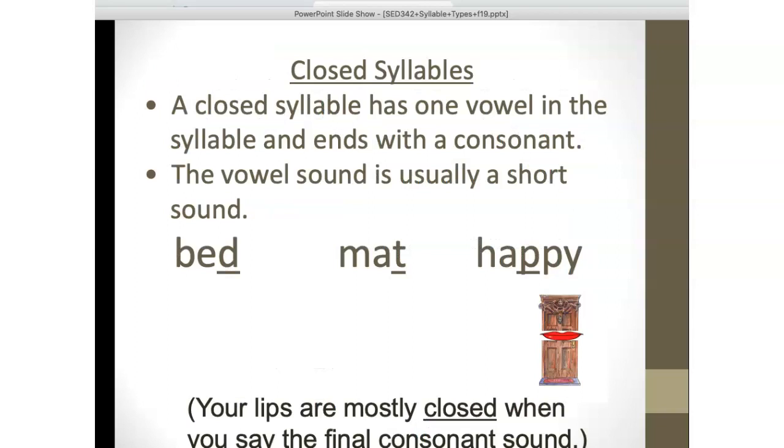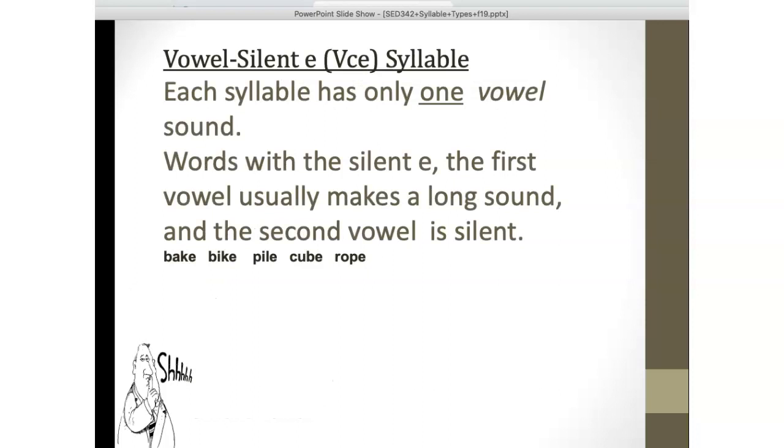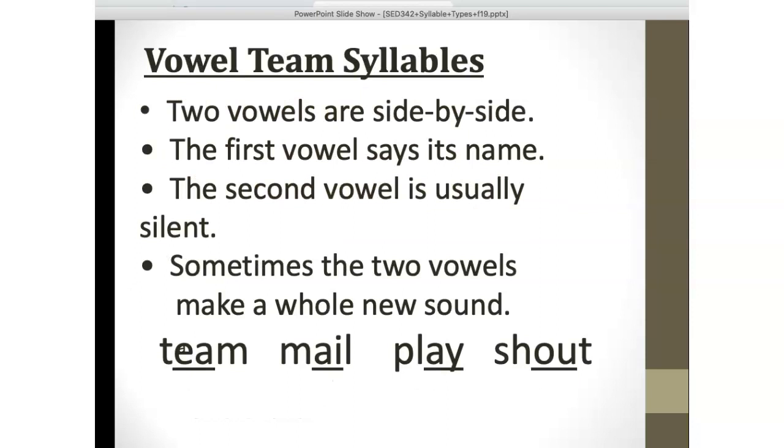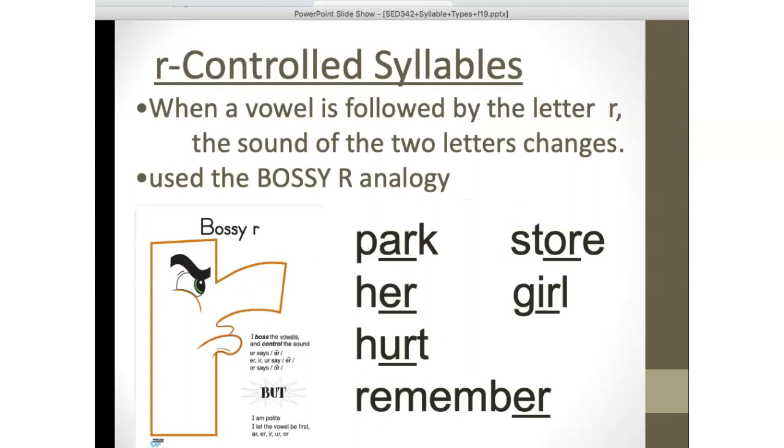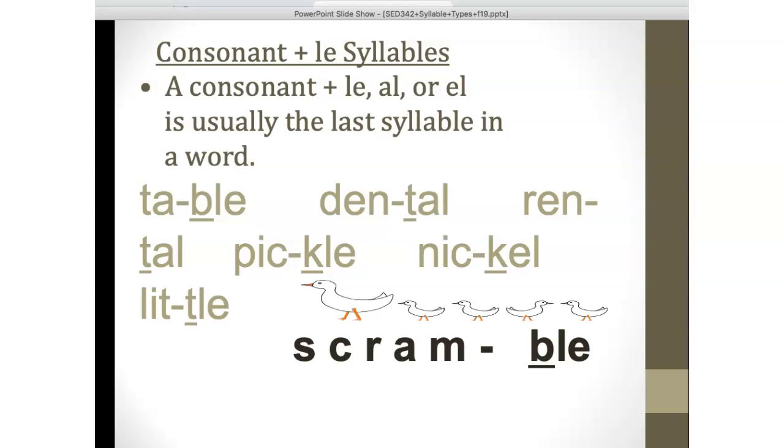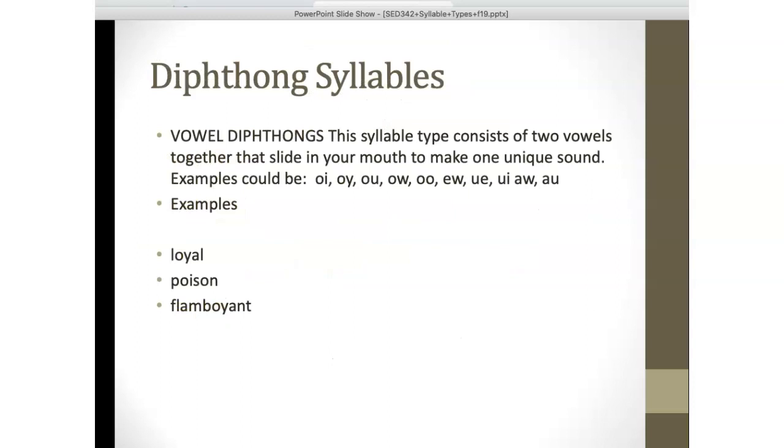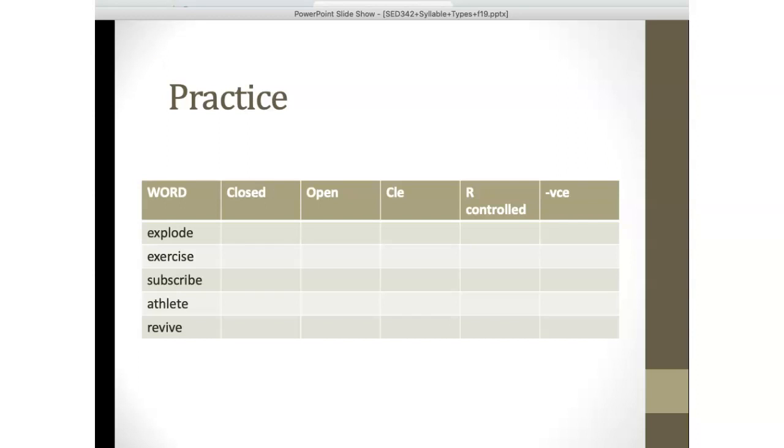Here's some examples of how they would normally do it, and here's some examples of open and closed syllables. So there's open, there's closed, and here's some vowel team syllables. And here's the R-controlled with my bossy R. There's pickle, nickel, there's some diphthong syllables, and there's some practice.